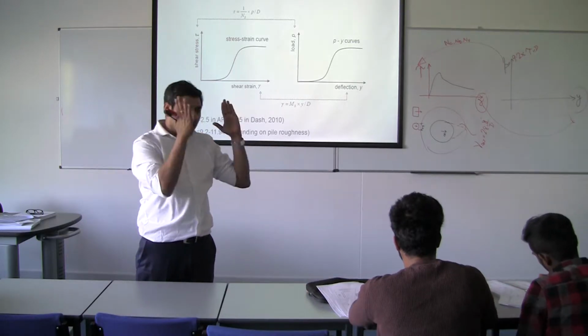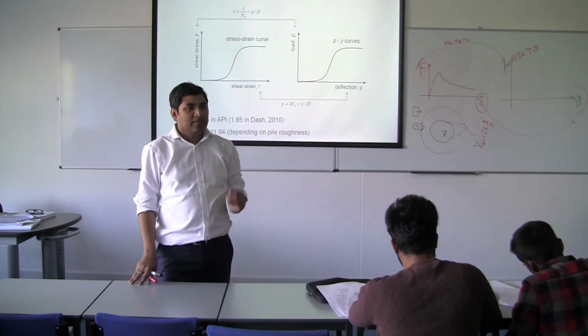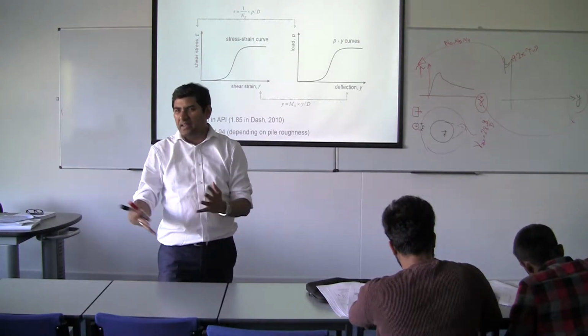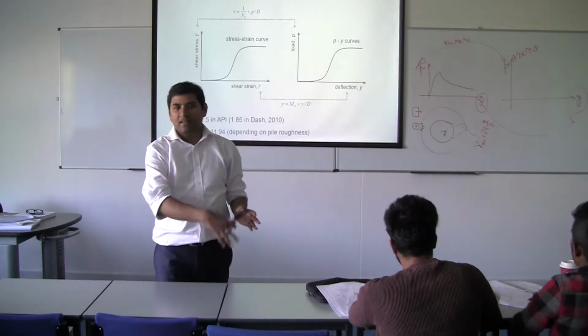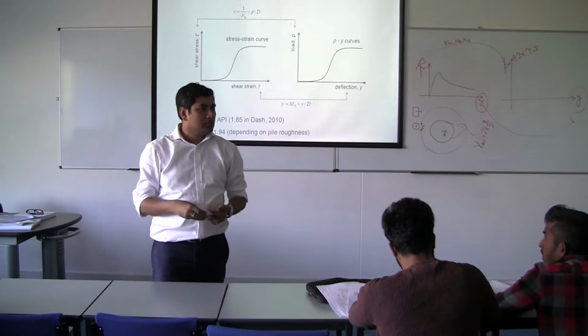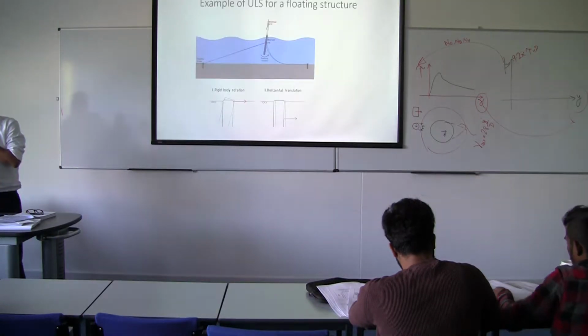So if you have a standard soil, sand, clay, codes give you, cyclic codes give you. Unknown soil, new soil, no idea, do a soil test and develop the PY curve. Okay, this is what it is.